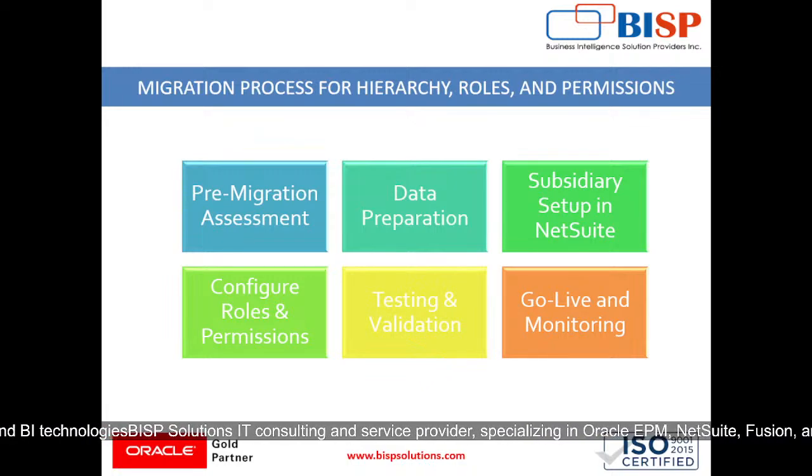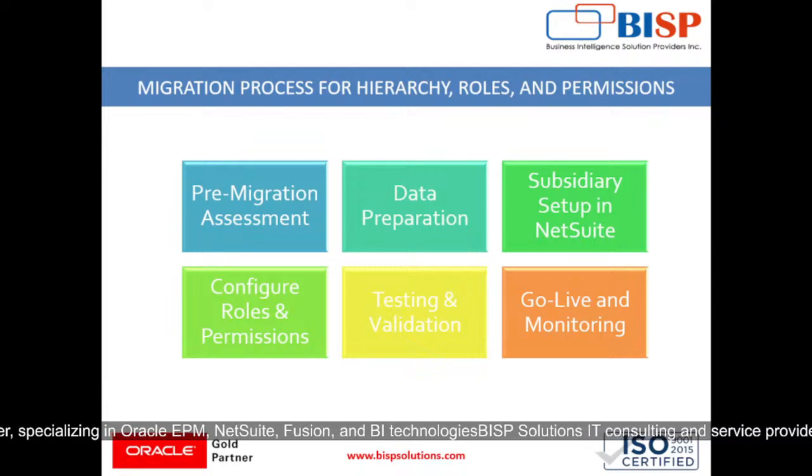Next, migration process for hierarchy, roles and permission. So step 1, pre-migration assessment will be there. So we will be reviewing organizational structures, user roles and access levels in QuickBooks. Also we will be identifying gaps or redundancies in roles. Then step 2 involves our data preparation, where we will be preparing a subsidiary hierarchy structure in a spreadsheet for easy import in NetSuite. Also we will be documenting existing user roles and permissions for mapping.